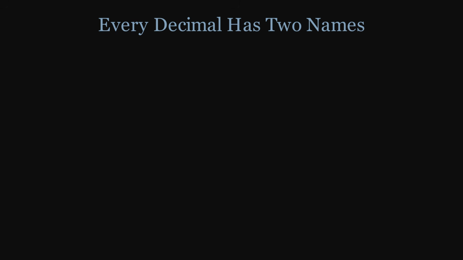Here is the part of the story that most explanations skip. The identity 0.9 repeating equals 1 is not a special quirk of the number 1. It is a feature of decimal notation that applies to every terminating decimal. Take any number you can write with a finite number of decimal places. 1/2 is 0.5, the standard way to write it. But 0.5 has a second name. It is also equal to 0.4, followed by 9s forever. 0.4999 repeating, the same number in two notations.